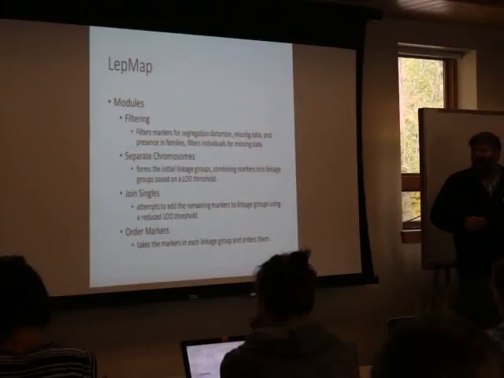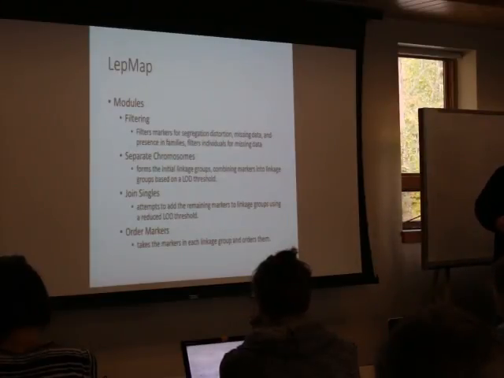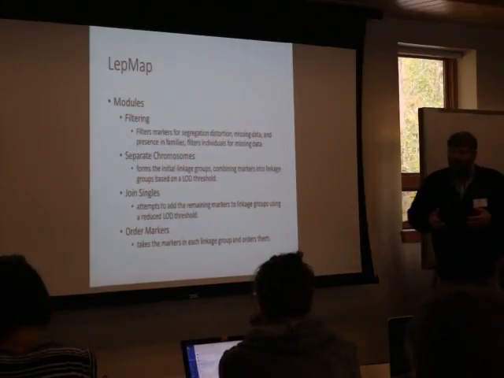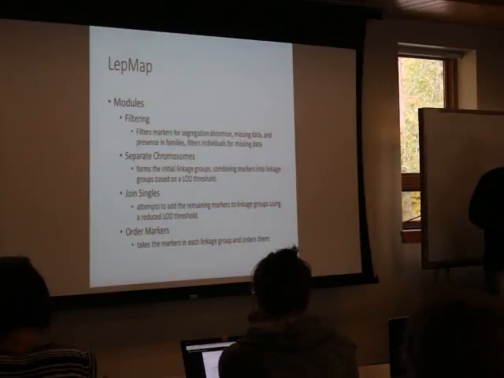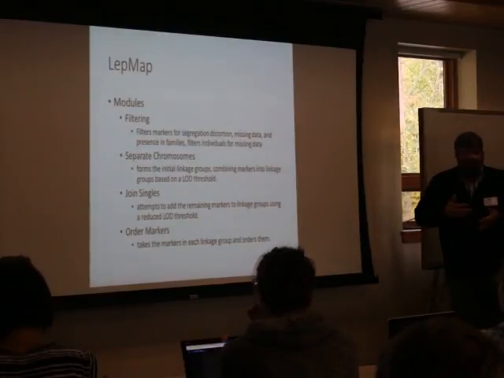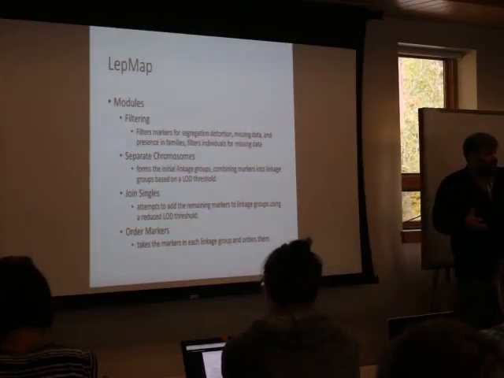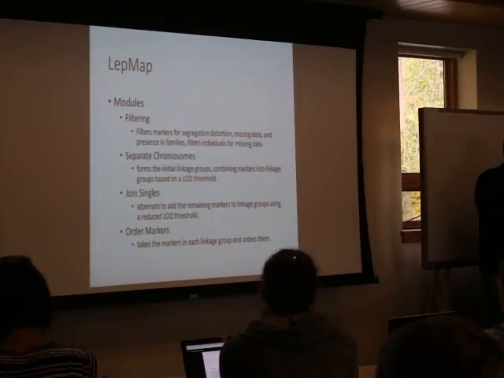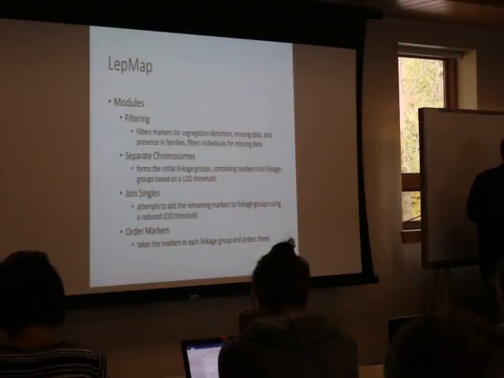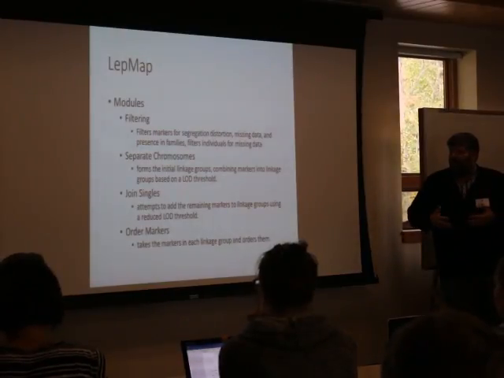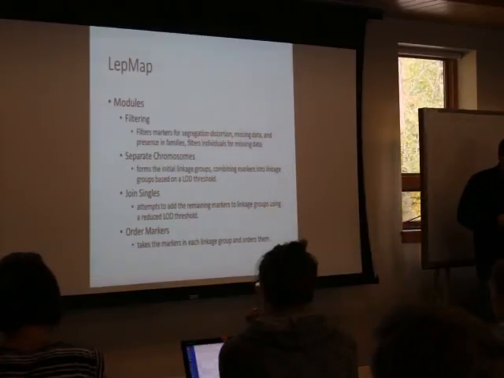So with LepMap, there are a few different modules. There's the filtering module, which allows you to filter markers for segregation distortion, missing data, and presence in families. If you have multiple families, you can say you want this marker to be present in multiple different families or informative in those families. And you can also filter individuals for missing data.